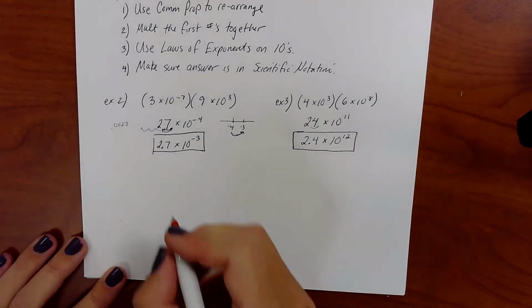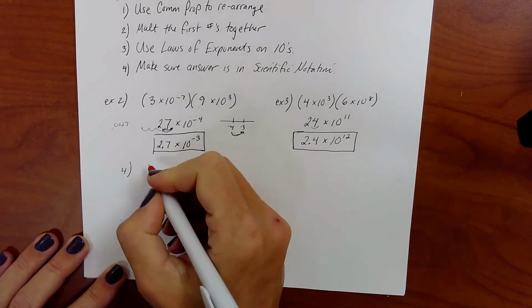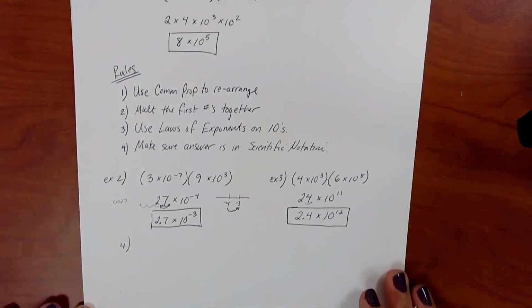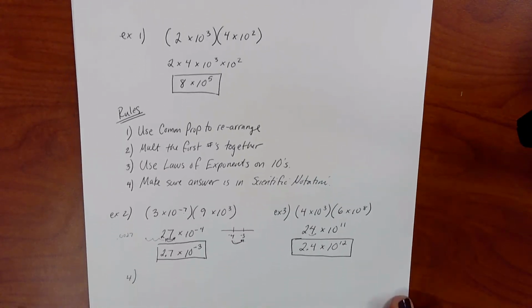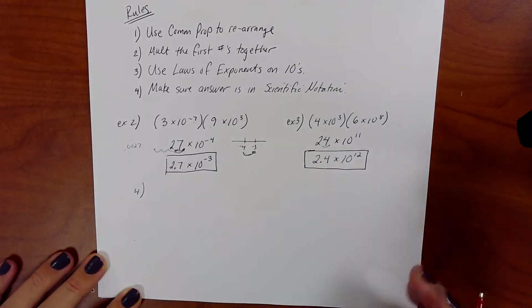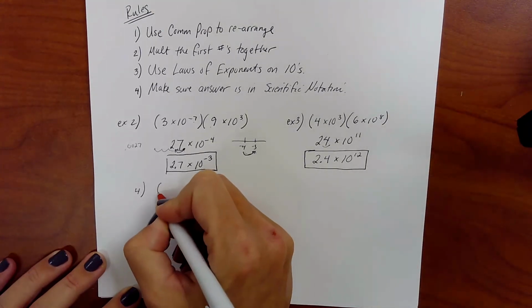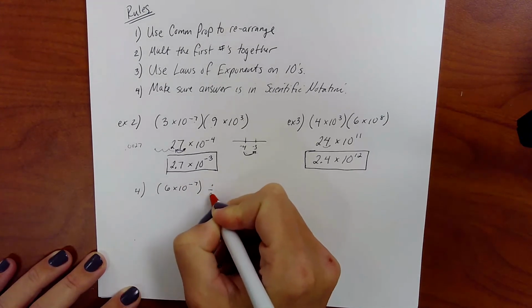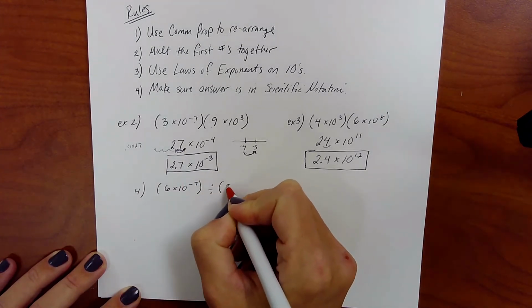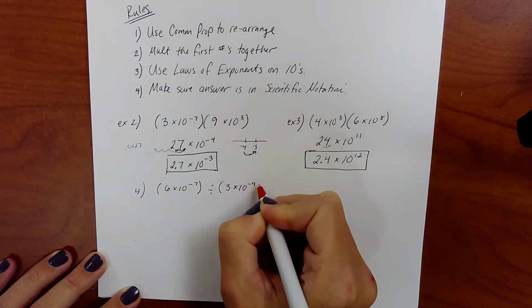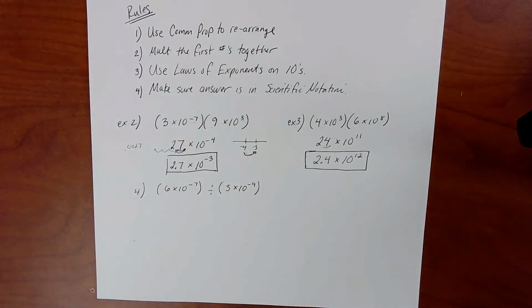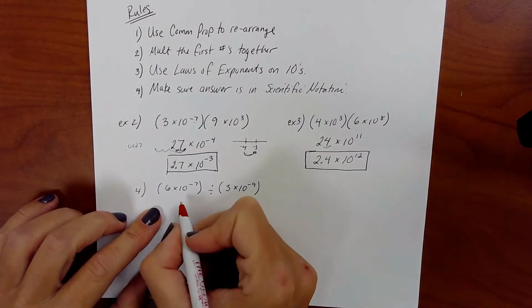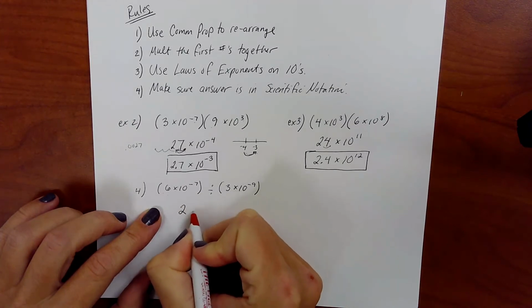All right, let's try another one. Number 4. Oh, right, we didn't talk about, hello, what is the title of this? Multiplying and dividing. We didn't talk about dividing. Let's see if you guys can figure this out. So if I did something like 6 times 10 to the negative 7 divided by 3 times 10 to the negative 9. I mean, you would divide the first number. So 6 divided by 3 is 2.